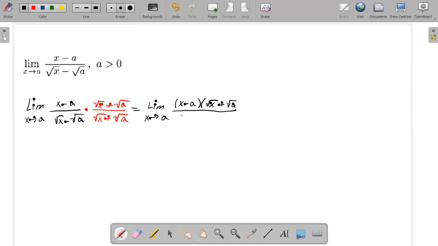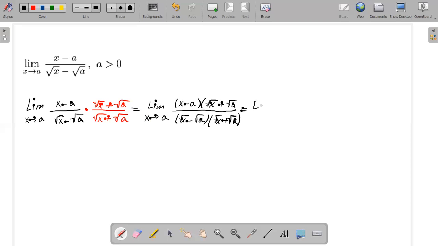In the denominator, we will do the same thing: square root of x minus square root of a times square root of x plus square root of a. Okay, now we must simplify only the denominator. Don't simplify the numerator. In case the denominator has an expression like a factor in the numerator, then we can cancel them. That's why we are simplifying only the denominator here.